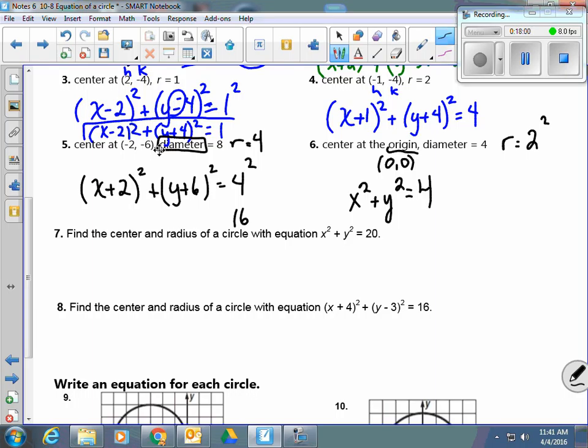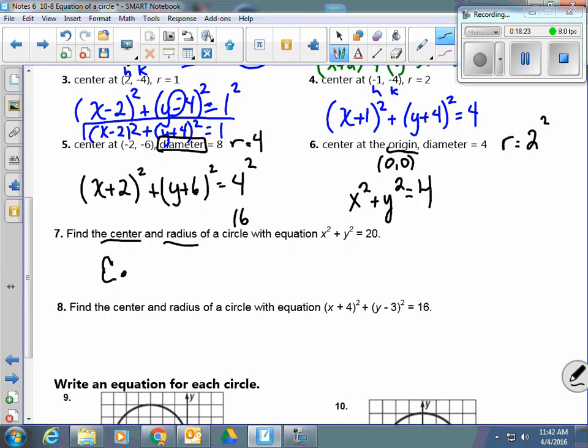What happens if I give you the equation? How could you figure out what the radius or the center was? So I'm giving you just a couple of minutes. I want you to look at 7 and 8. It's working backwards. So think about what you did to write the equation and think what would you do in order to make it backwards. So on 7 and 8, you're actually going to find what's the center and the radius.